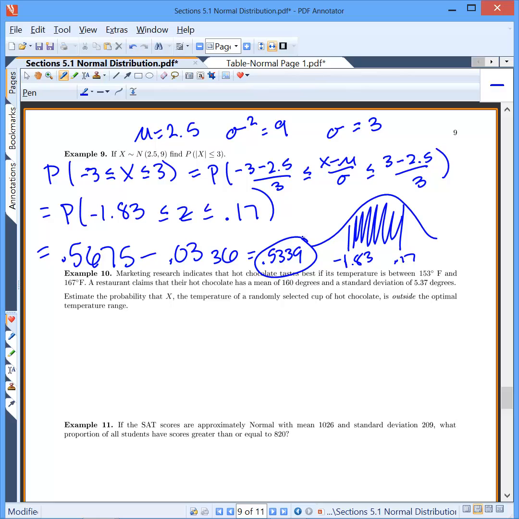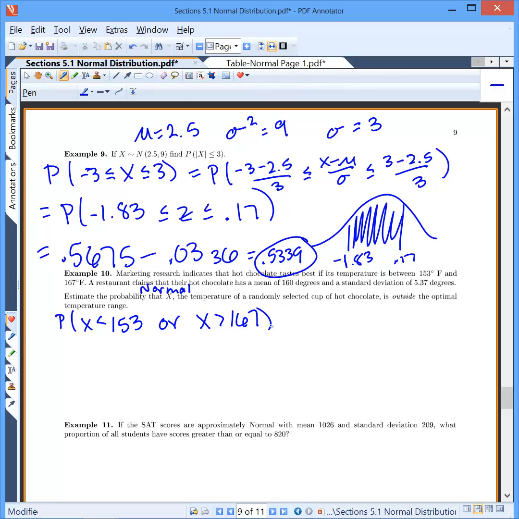Now, first of all, the book that I copied this from didn't state that this was normally distributed, and I can't do the problem unless it's normally distributed. I would have no idea what the distribution of the temperature would be. And so this problem would be impossible if I didn't know that it was normal. So let's assume that it's normal. We're looking for the probability that the temperature is outside that range, which means that x is less than 153 or x is greater than 167.